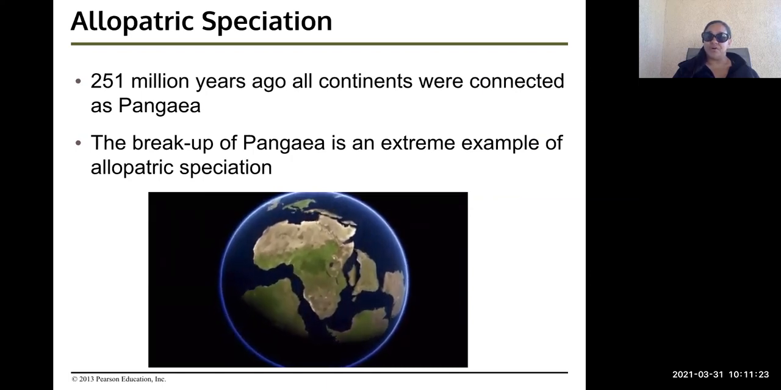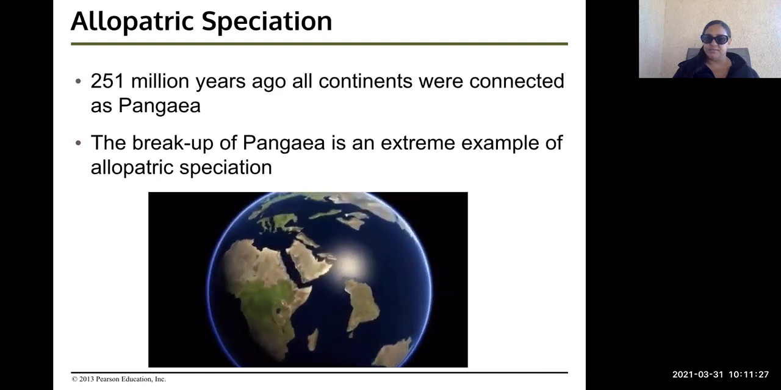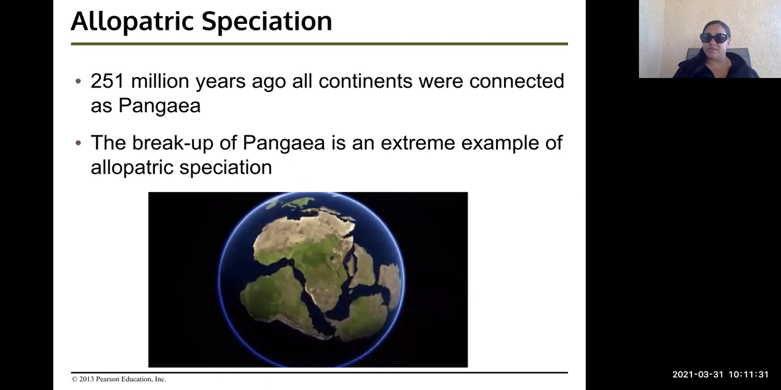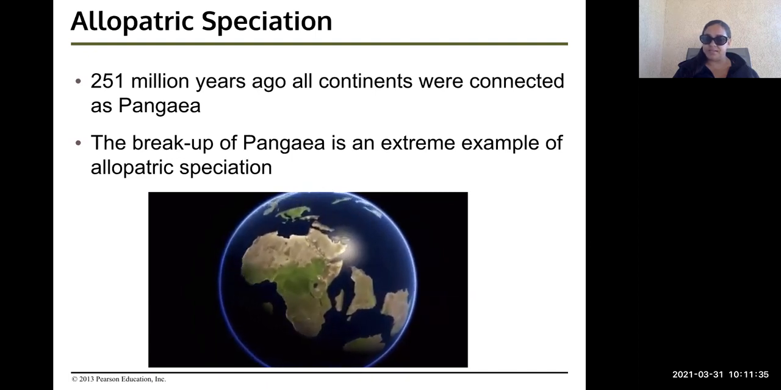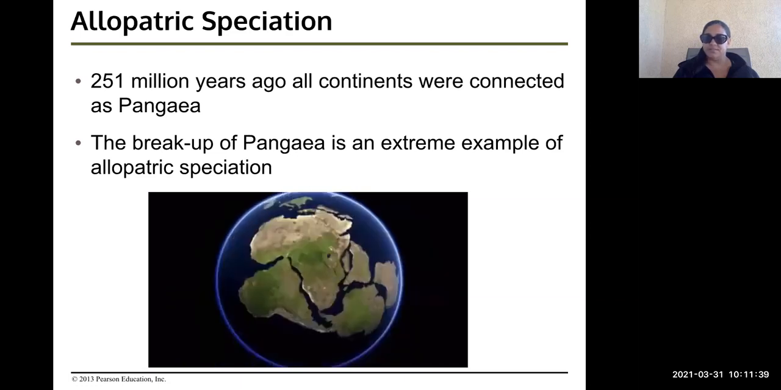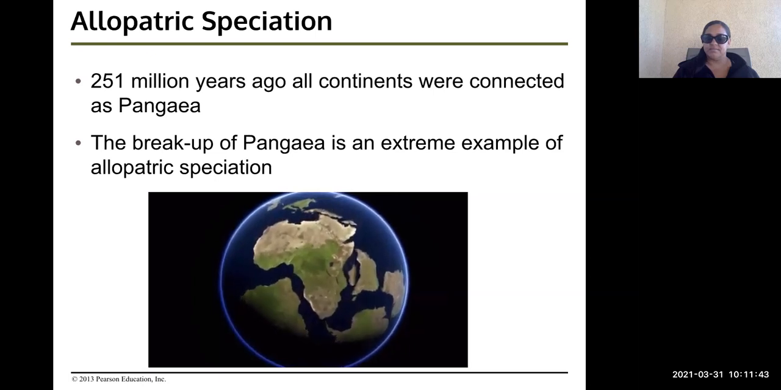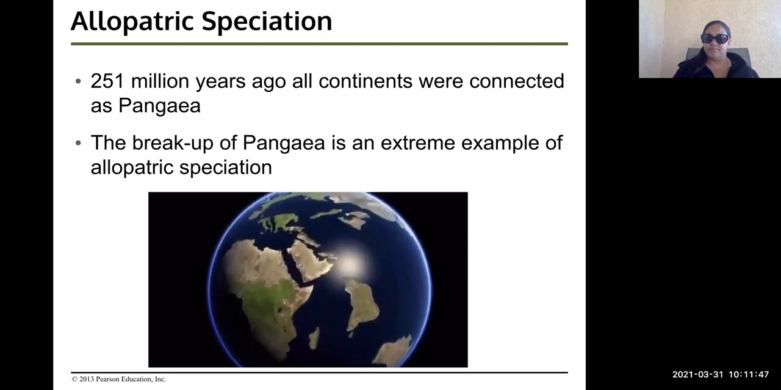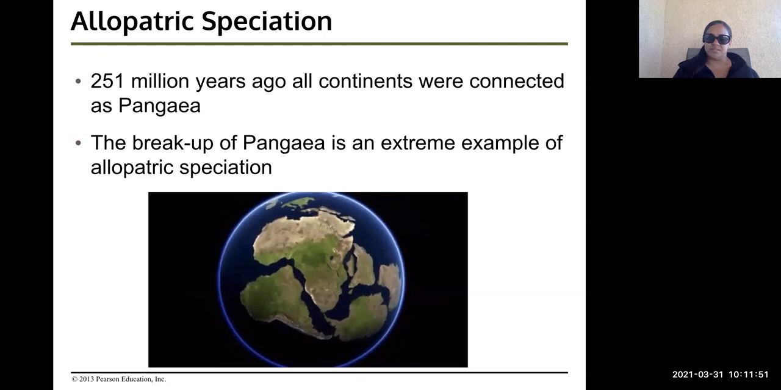251 million years ago, all continents were connected as Pangea. And the breakup of Pangea is an extreme example of allopatric speciation. All of those animals that were on one big continent together suddenly got separated into a lot of different places. We will come back to Pangea in a few minutes.